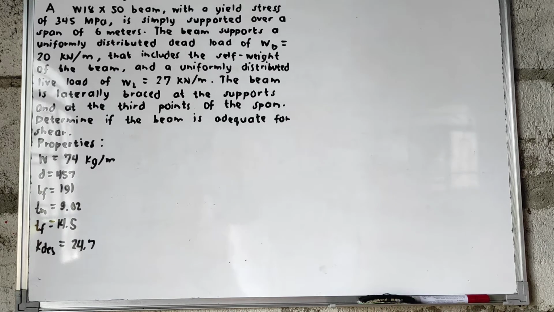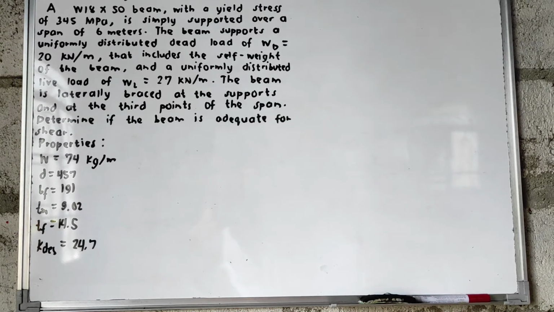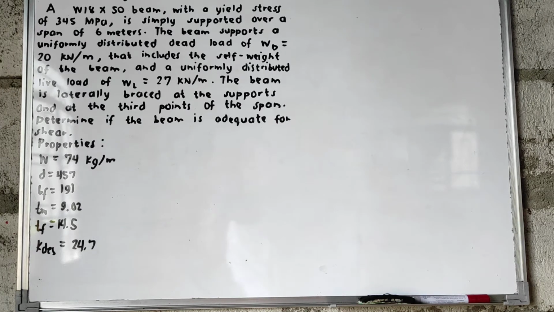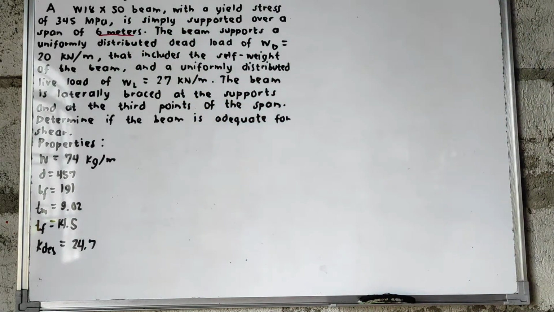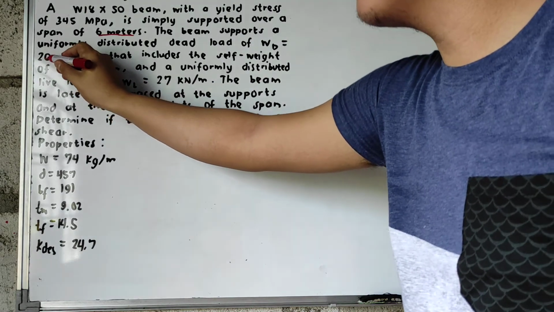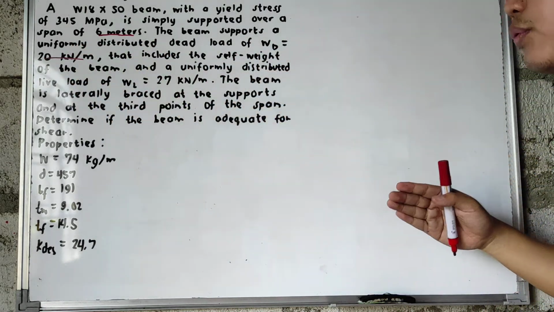Let's proceed to our next problem, which is yung sample problem number 2 natin. So we have a W18 by 50 beam with a yield stress of 345 megapascal is simply supported over a span of 6 meters. So we have a given length, which is 6 meters, and we have given distributed loads. The beam supports a uniformly distributed dead load of 20 kilonewton per meter. That includes the self-weight of the beam.